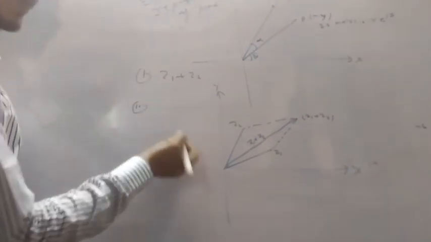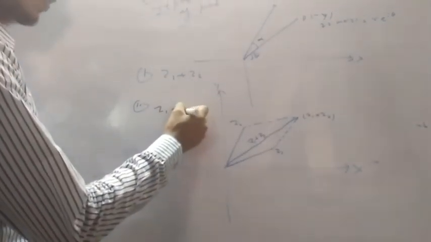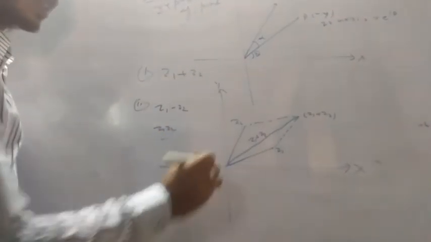There are so many representations like z1 minus z2, z1 into z2, but due to the scarcity of time, we can't discuss more about this, like the representation of z1 minus z2, z1 into z2, etc. So many discussions. Thanks.